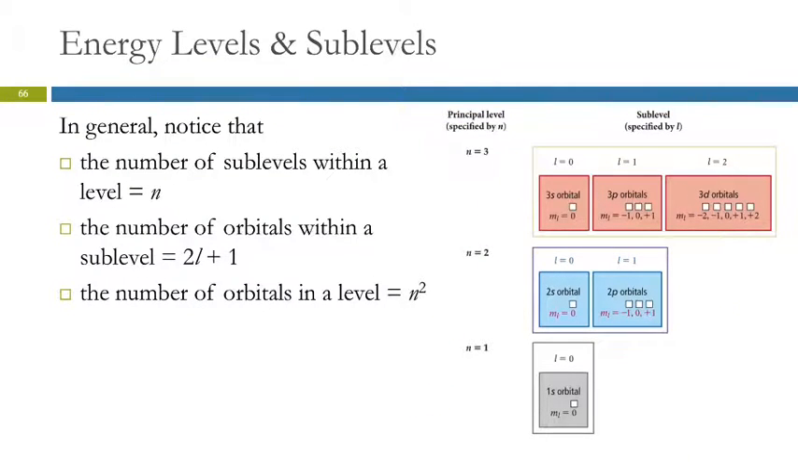So I kind of already covered it, but here it is in a prettier form. In N equals 1, the first energy level, L can only be 0, so we have 1 S subshell, and in that subshell there's only a single orbital. On the second principal energy level, we have 2 different sublevels, S and P. For S, we only have a single orbital, and for P, there are 3 orbitals. In the third principal level, we've got 3 different sublevels, S, P, and D. And the D sublevel has 5 different orbitals.